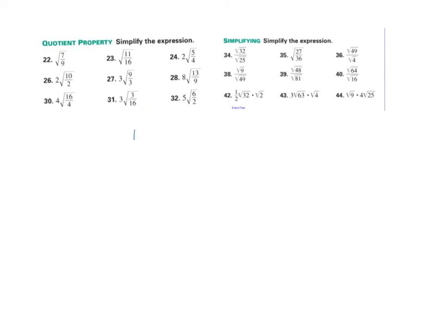42, we've got 1/2 times root 32 times root 2. What I think I should do is I'm going to multiply these. This is one way you can do it. 32 times 2 gives me 1/2 times root 64. Square root of 64 is 8. 1/2 of 8 is positive 4.